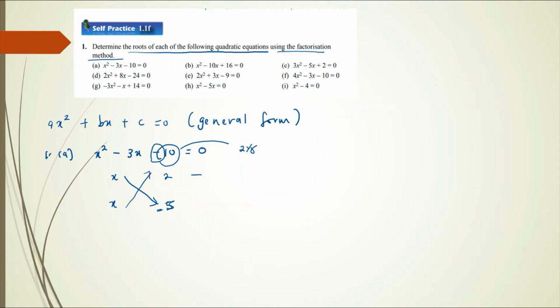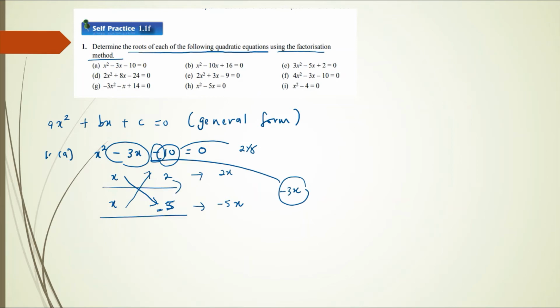2 times x, we get 2x. Now we get x times -5, so -5x. So we'll get -3x, the same as the middle term. So after we get -3x, we write in brackets (x + 2)(x - 5) is equal to 0. So x is equal to -2 or x is equal to 5. -2 and 5 are the roots of this quadratic equation. Alright.